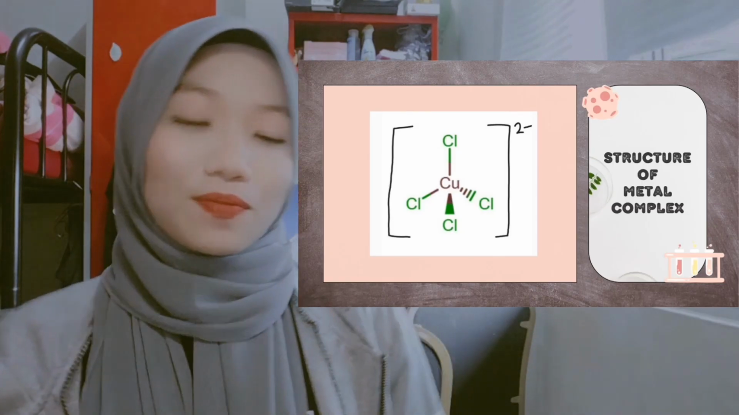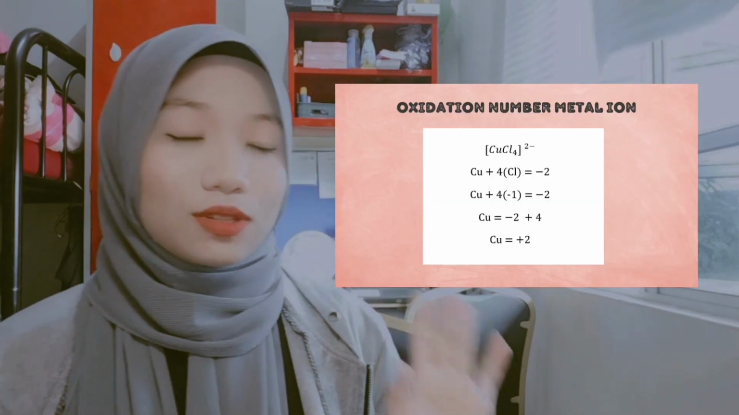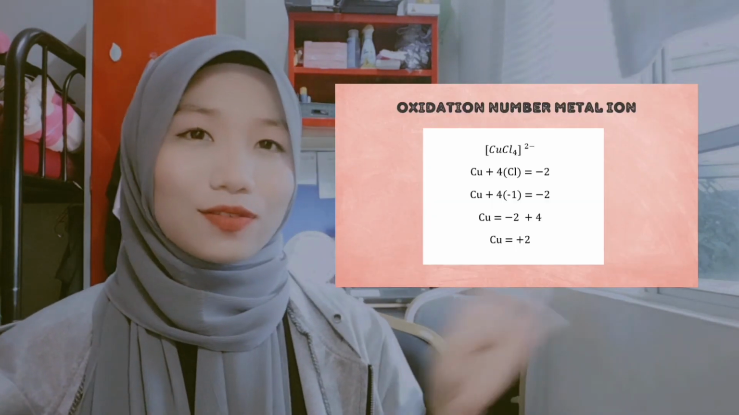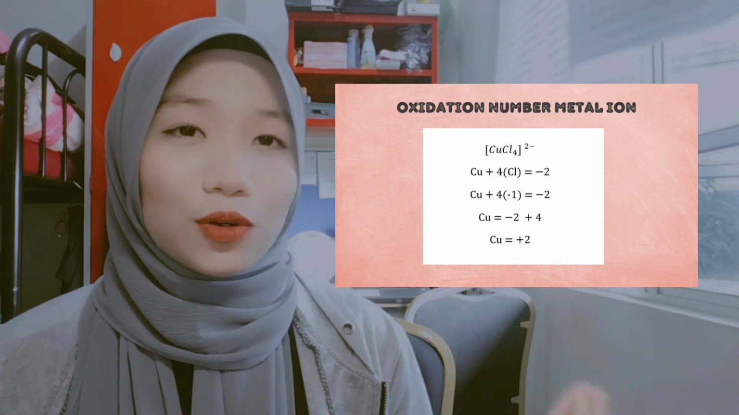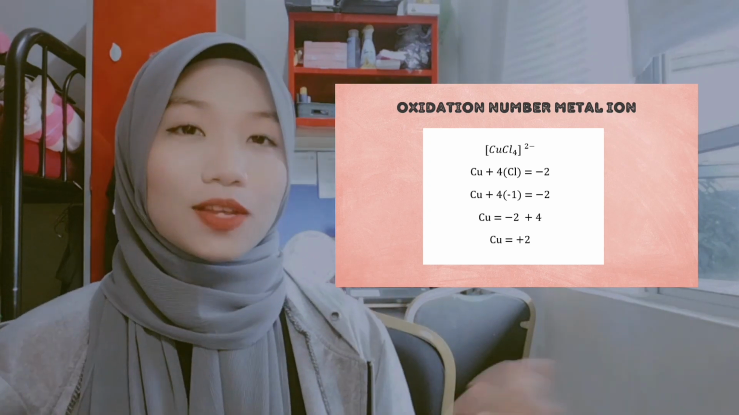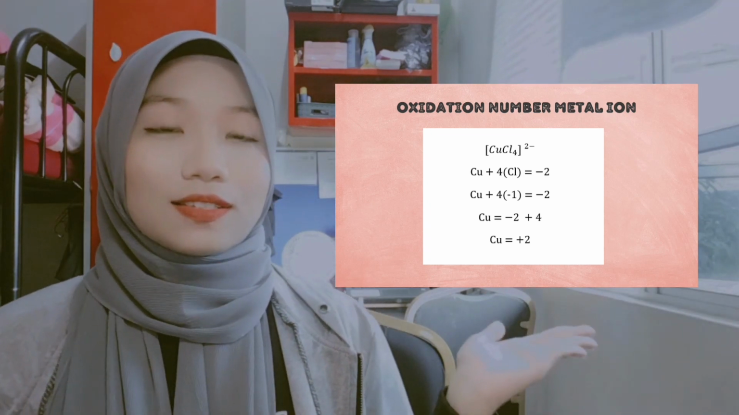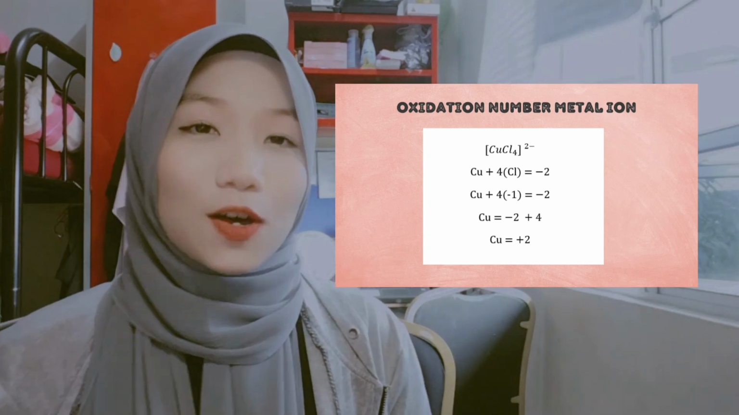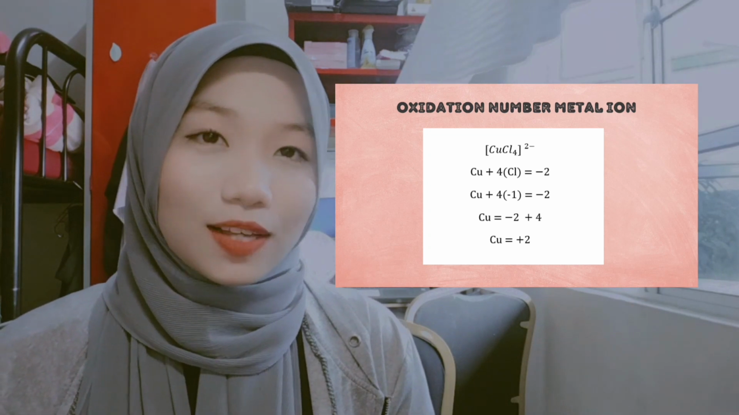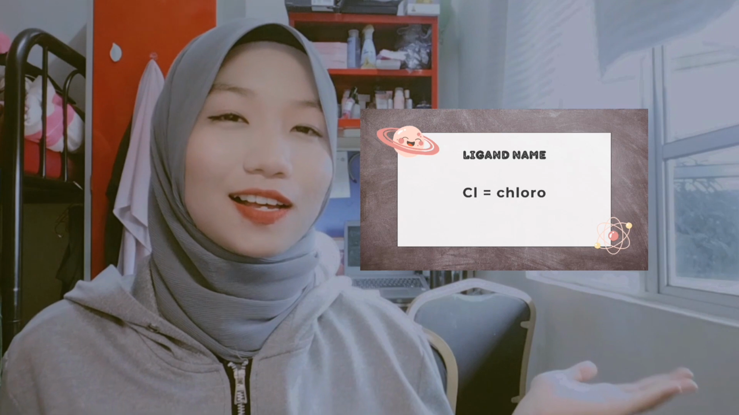We'll explain my assignment. The compound I chose is tetrachlorocuprate. The structure is like this. Then I do the oxidation number for the metal ion, so I put copper first. Then I have 4 chloro, which each bring -1, so the -2 will be put on the other side. The answer is that copper brings a 2+ charge. So my ligand name will be chloro.